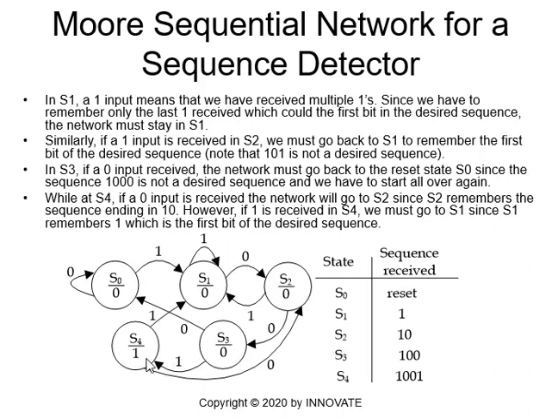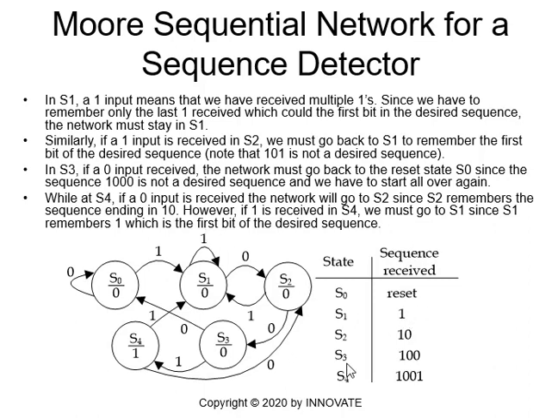So I will have, in this case, 1, 0, 0, 1, 0. So I have to remember the 1, 0, and S2 remembers the 1, 0, so I will go to S2. However, in S4, if a 1 is received, the sequence will be 1, 0, 0, 1, 1. I need to remember only the last one. So the network at that time will go to S1 because S1 remembers only 1.